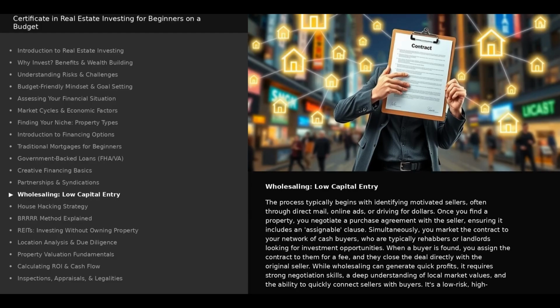While wholesaling can generate quick profits, it requires strong negotiation skills, a deep understanding of local market values, and the ability to quickly connect sellers with buyers. It's a low-risk, high-reward strategy when executed correctly, making it ideal for those looking to start without significant personal investment.